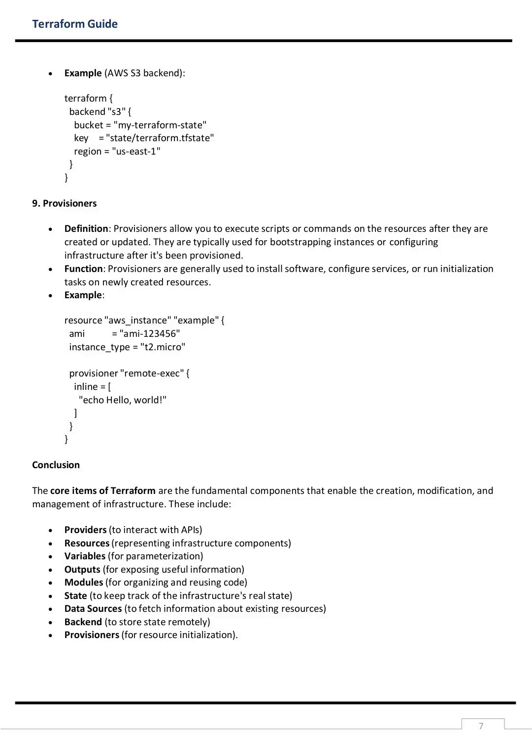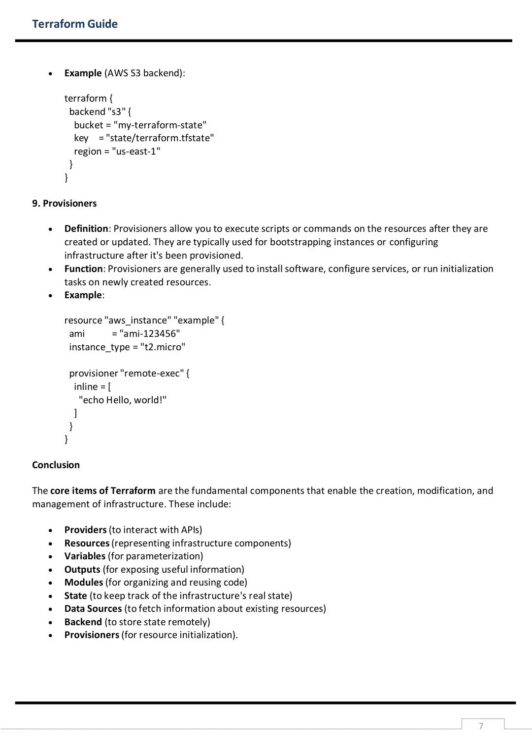9. Provisioners. Definition: Provisioners allow you to execute scripts or commands on the resources after they are created or updated. They are typically used for bootstrapping instances or configuring infrastructure after it's been provisioned. Function: Provisioners are generally used to install software, configure services, or run initialization tasks on newly created resources. Example: resource "aws_instance" "example". Conclusion.